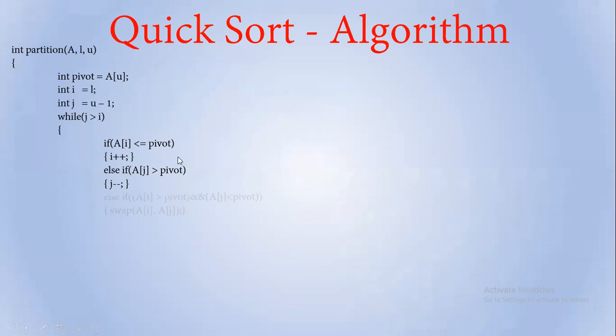Right now it's okay. So now all conditions are checked. If this is the other way around, these two will be swapped like this. And this will be done only until j is greater than i.